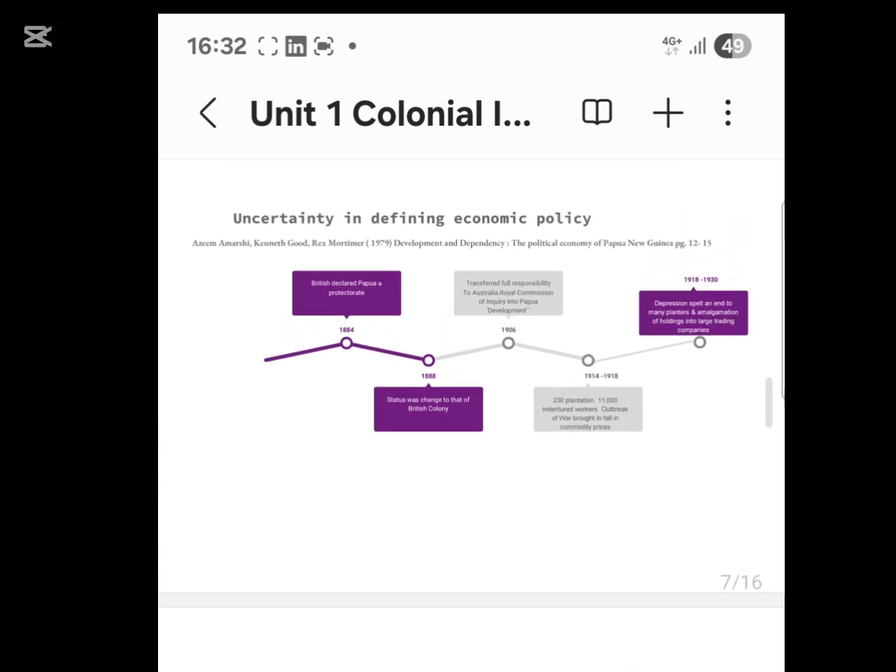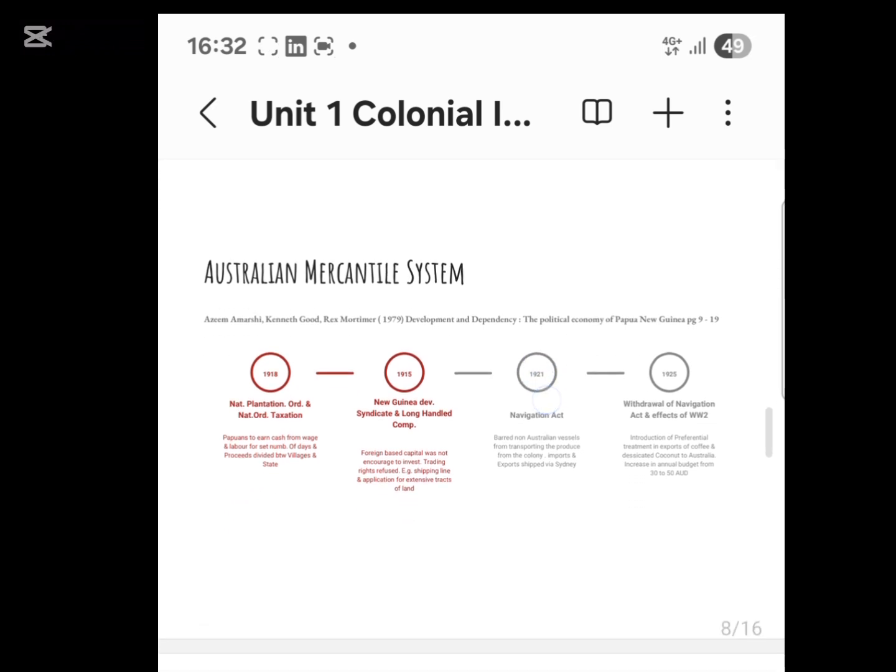Okay? So first we've talked about the economic or structural impediments. Now we've talked about the political impediments. So the Papua region was very much strangled by both political and economic forces. And lastly, the Australian mercantilist system.